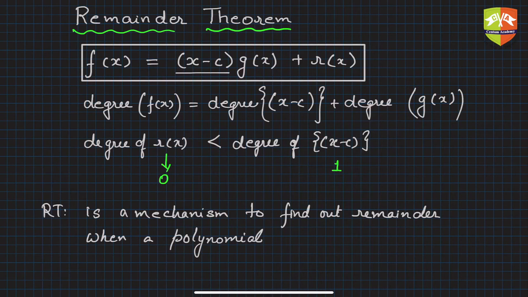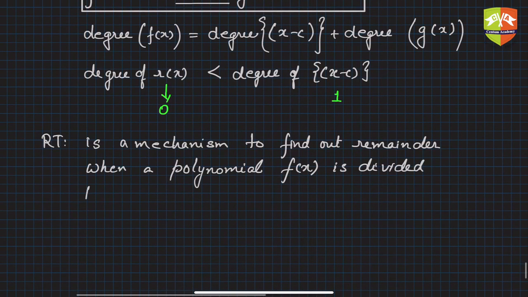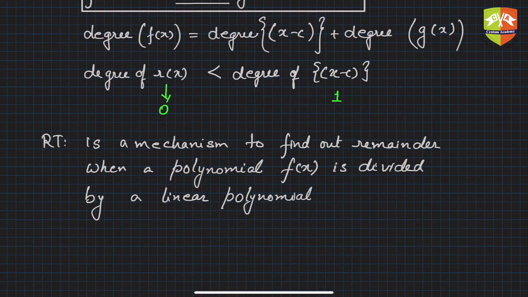Again, please remember we are talking about polynomials only. When a polynomial f(x) is divided by a linear polynomial x minus c, where c is a constant and x is the variable, the remainder theorem is a mechanism to find the remainder. Or rather, we can generalize it: instead of writing x minus c, any linear polynomial will be of the form ax plus b, right?